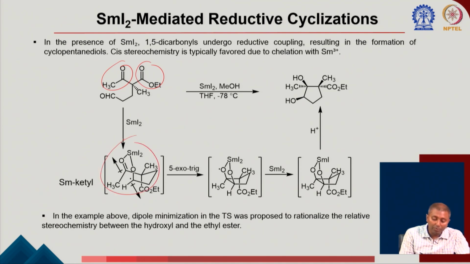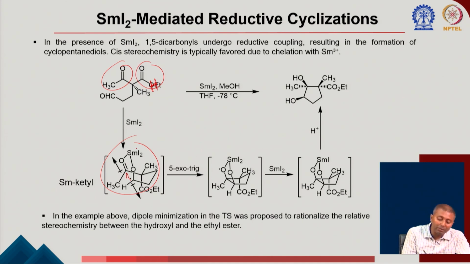Okay, it is going to form a chelate here, and then the first thing, it is going to form this type of samarium ketyl radical. So I think there is an error here. I think this will be H instead of the OAc. Sorry for that. So instead of the OAc, this will be H. So samarium is going to make a radical here, a ketyl radical, which is going to go for addition to this carbonyl group. Now what is happening?